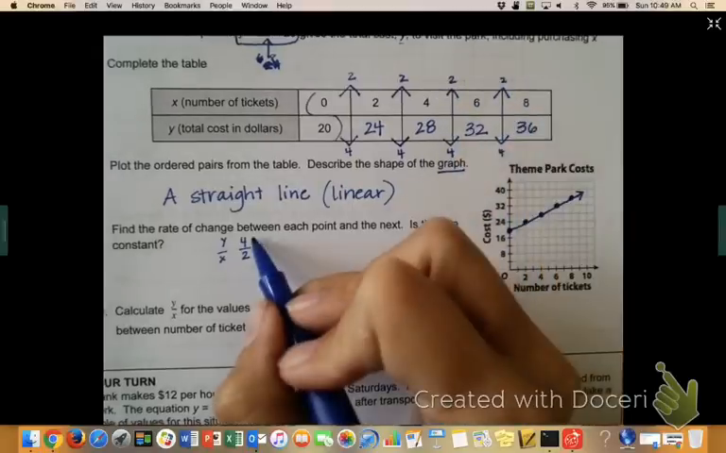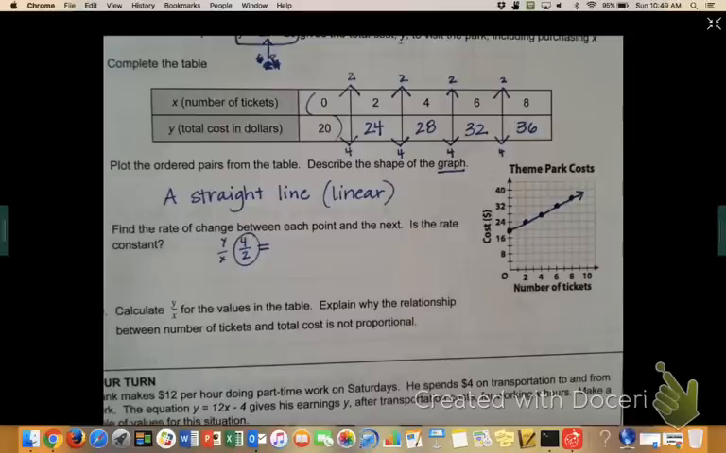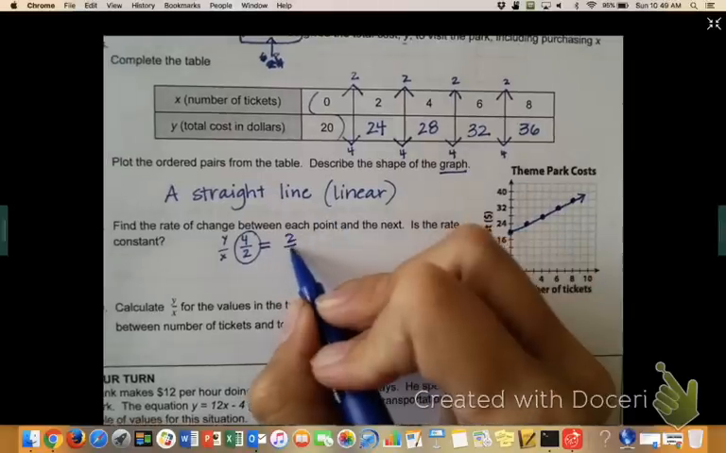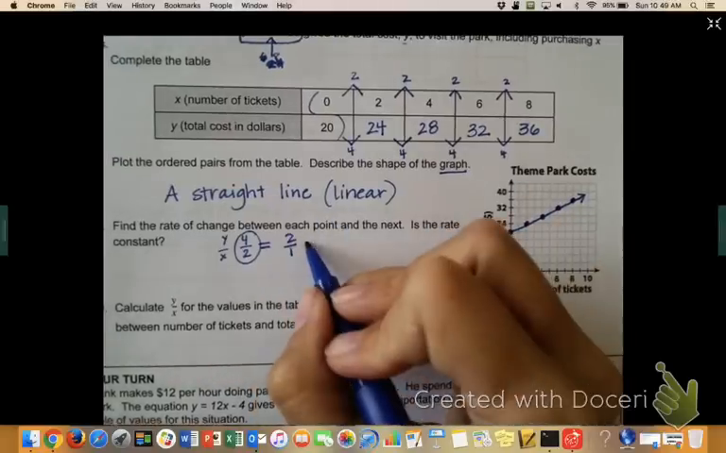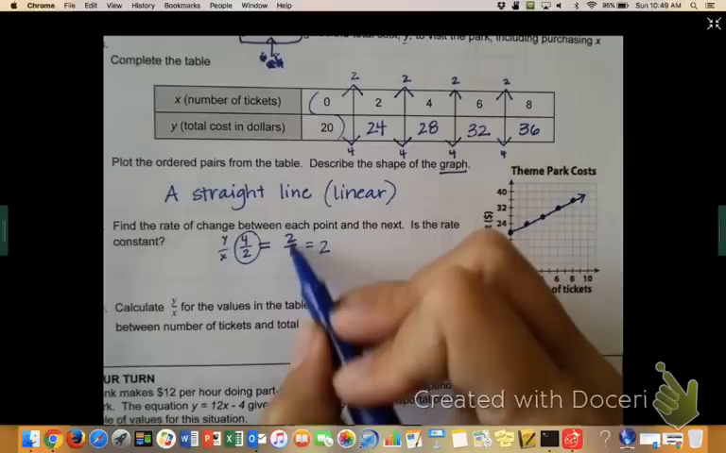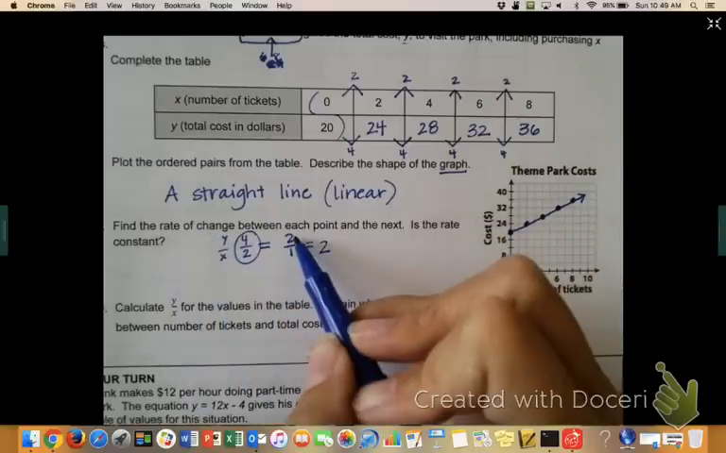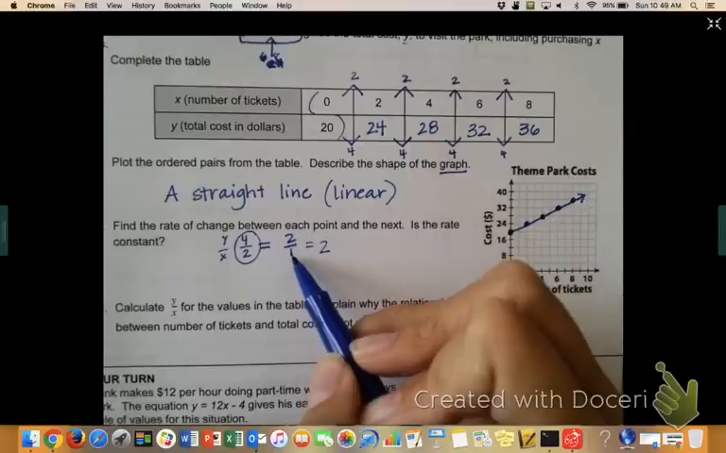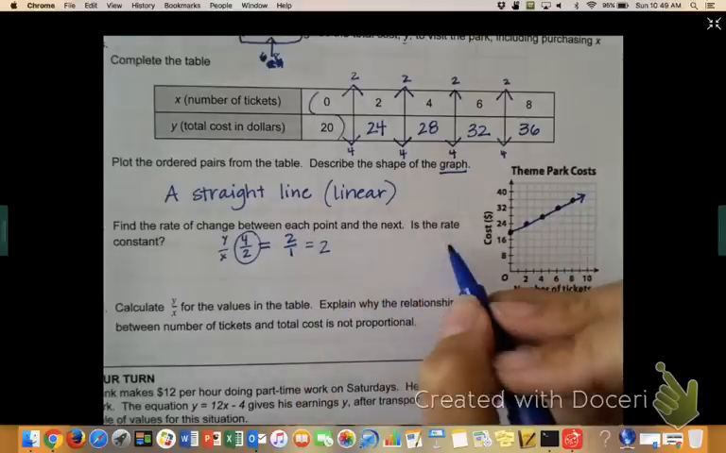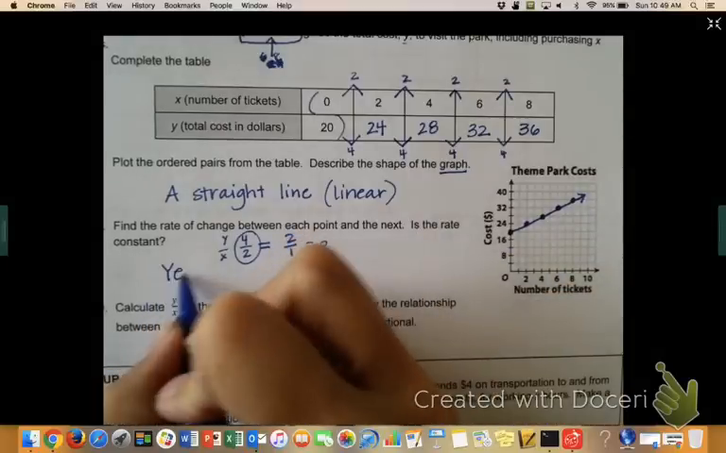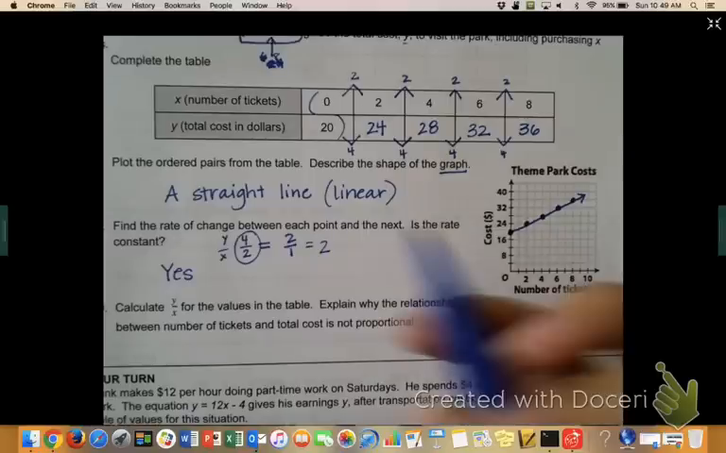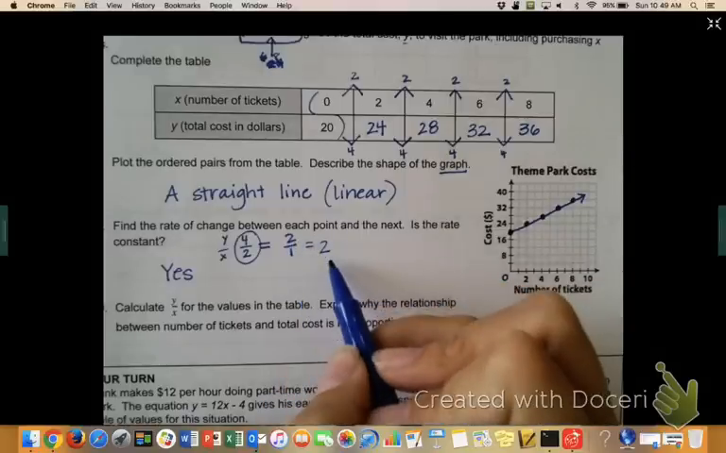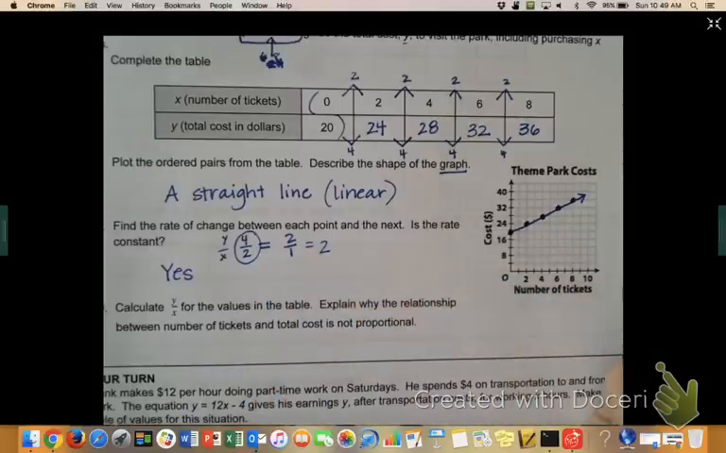So 4 per 2 equals, and we can simplify that, 2 to 1, or we can even just call it 2. But since it's asking us for a rate of change, $2 per ticket. So is the rate constant? The answer is yes. The rate is constant because it's a change of $2 for every one additional ticket that we buy.